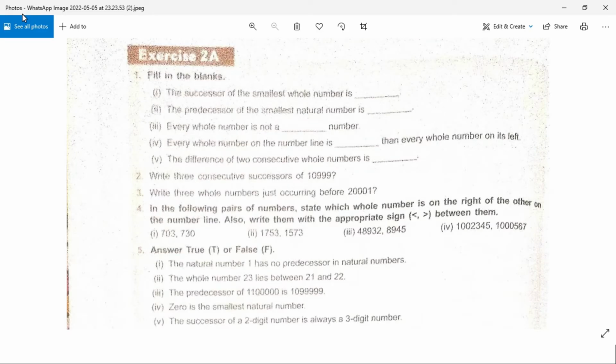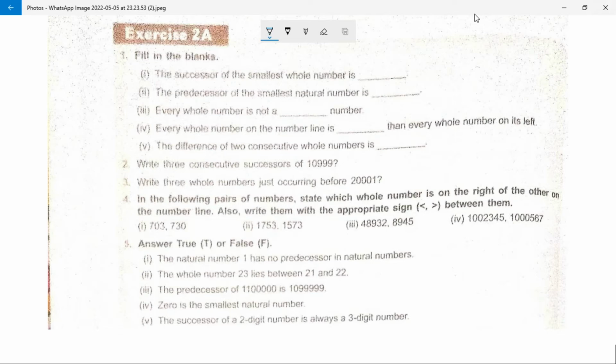So this is exercise 2A. We are going to solve it now. The successor of the smallest whole number is 1. The whole numbers start with 0. So the successor means plus 1. So 0 plus 1 will be 1.